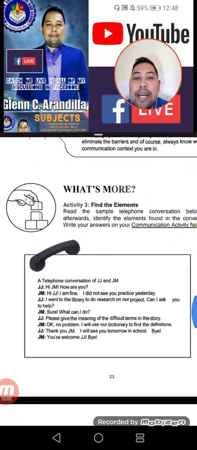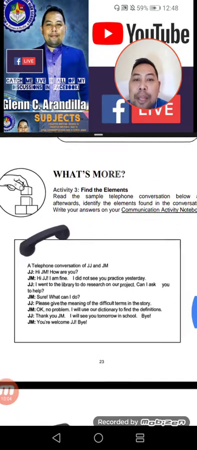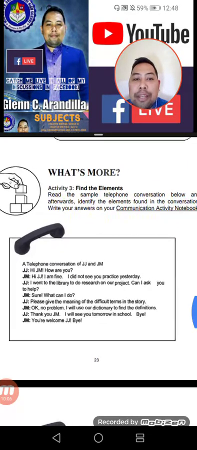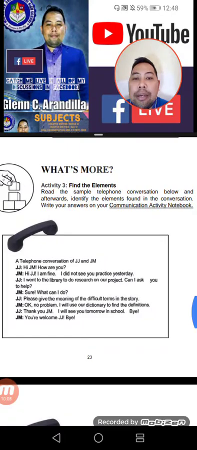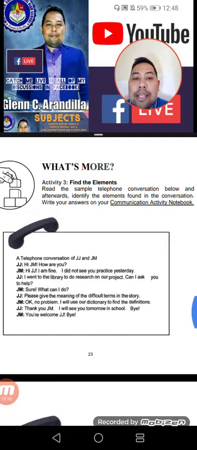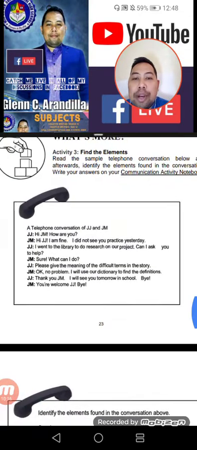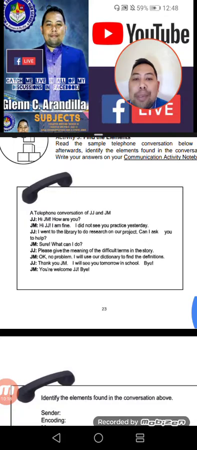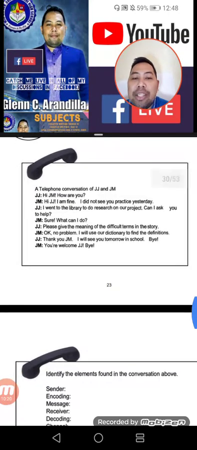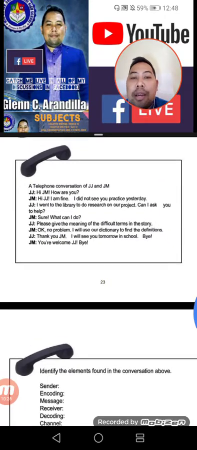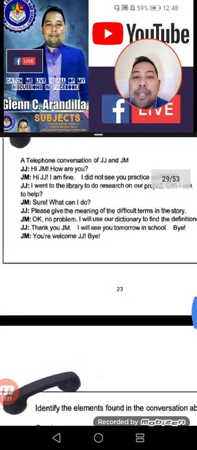Activity 3, find the elements. Read the sample telephone conversation below and afterwards identify the elements found in the conversation. Write your answer in your communication notebook. So this is the conversation, a telephone conversation of JJ and JM. Here is their conversation.